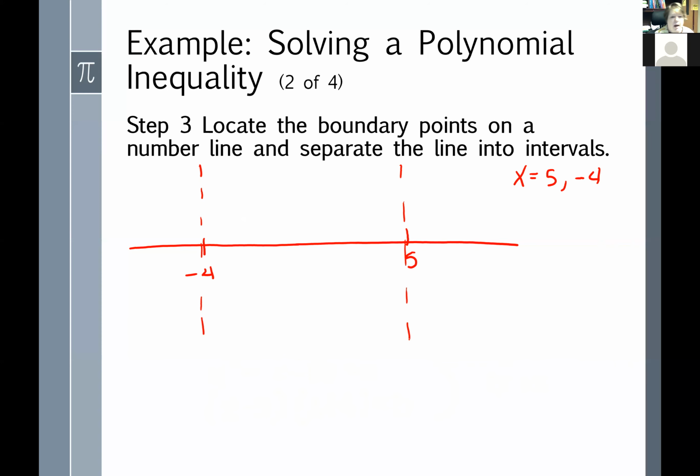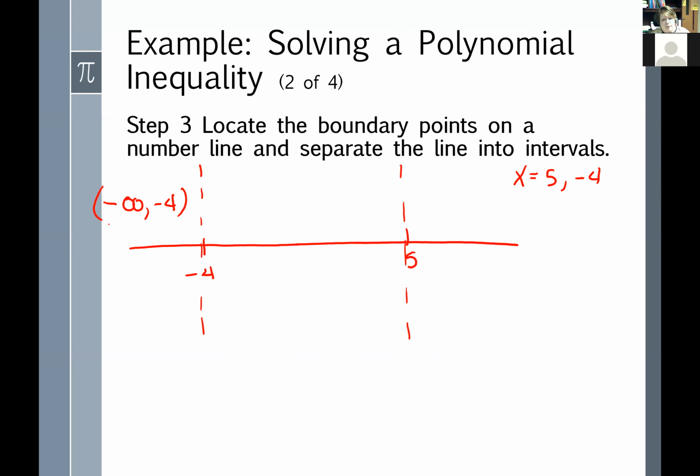So I'm going to draw a vertical line so that I can see the intervals. So these two numbers break my number line into 3 distinct intervals. The first interval is to the left of -4. And I'm using parentheses because my original polynomial inequality was greater than, not greater than or equal to. So we're going to use parentheses instead of brackets.